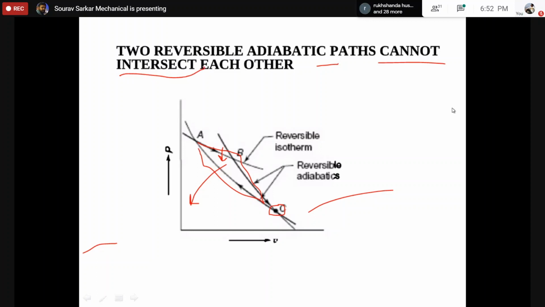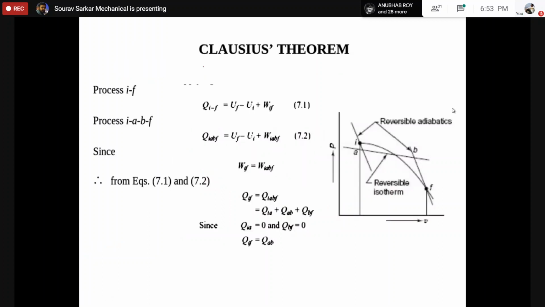So let's see. We will go to the next slide. Then I will explain why I did it. But we can conclude that two reversible adiabatic paths cannot intersect each other. That was the first statement. Now let's look into this.